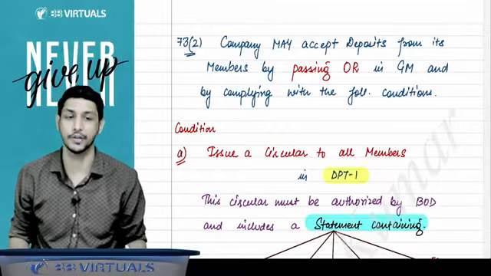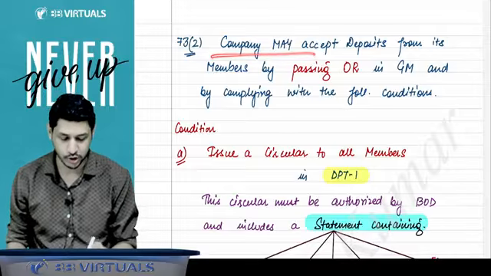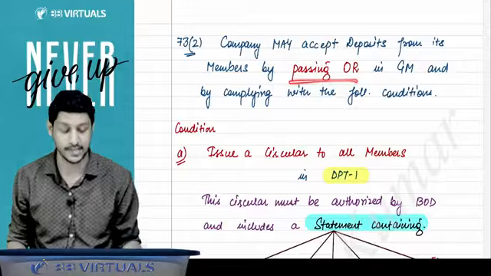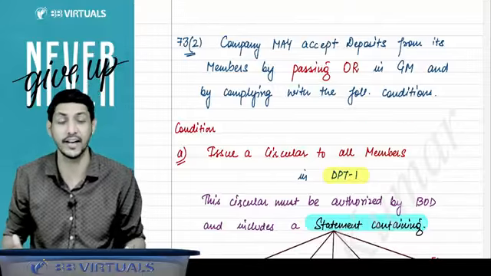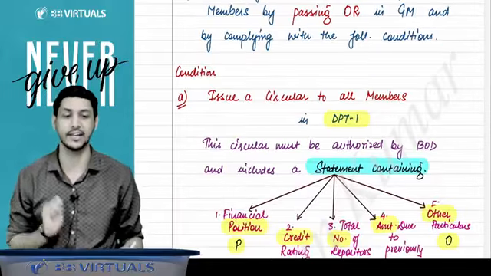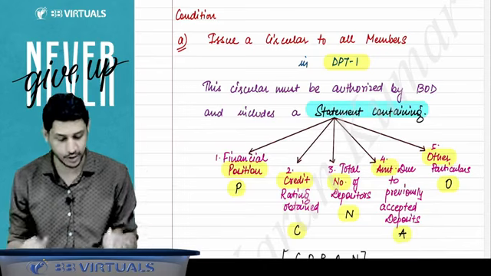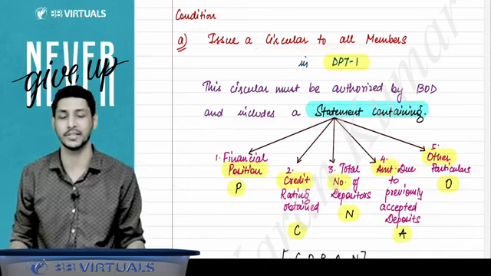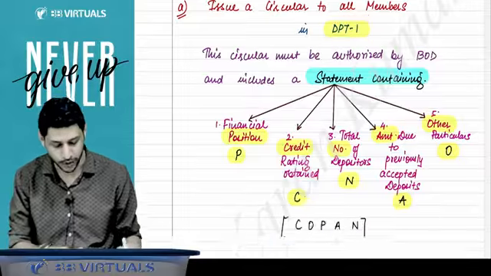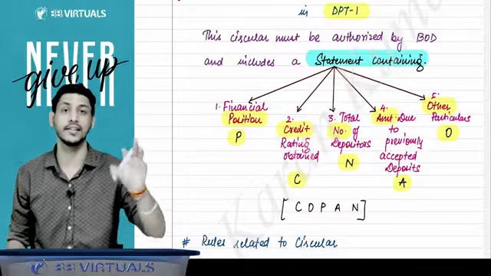Section 73 subsection 2 states that if a company wants to accept deposit from the member, they can accept deposit from the member, but for that they have to pass an ordinary resolution in the general meeting. They have to pass an OR in the general meeting, and they have to comply with certain conditions. Sir, what conditions? First condition, you have to issue a circular to all the members. The format of the circular is DPT-1, and in that you have to write these statements.